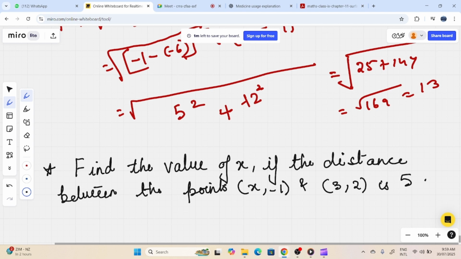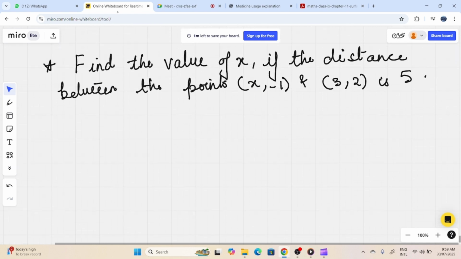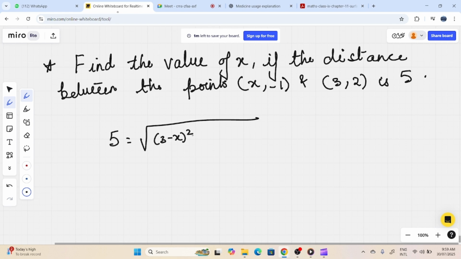Guys, done? Second question done? Yeah, ma'am. So what do we do? Find the value of x if the distance is 5. That means 5 is equal to under root (3 minus x) whole square plus (5 plus 1) whole square.